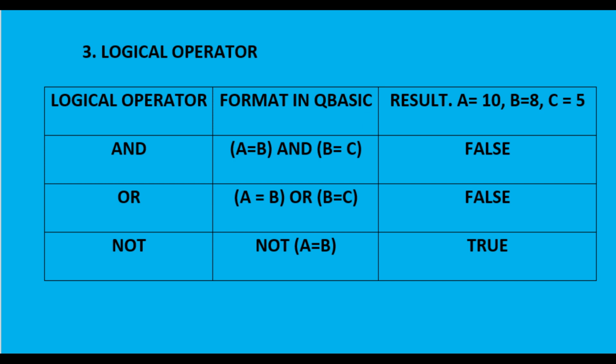Now coming to the not operator. Not means none of the condition should be true. Not A is not equals to B. Obviously A की वैल्यू 10 है, B की वैल्यू क्या है? 8. तो A is not equals to B. So this condition is true. Means not A is not equals to B. So here the result will be coming out to be true.